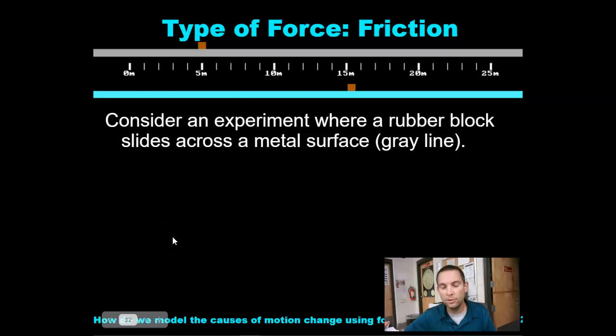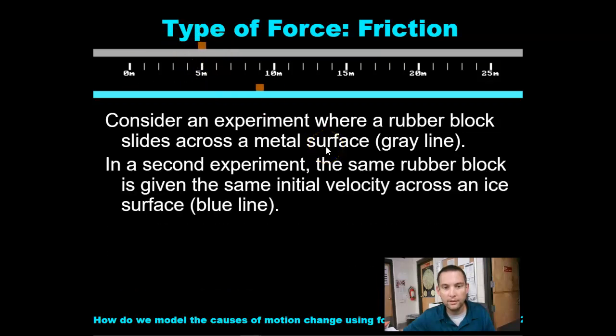Now let's look at a rubber block sliding across metal. That is the gray top line right here. And below it we have a rubber block sliding across ice. Well, as expected, the one on ice is going to slide a lot farther. And why is that? Because there's less friction.